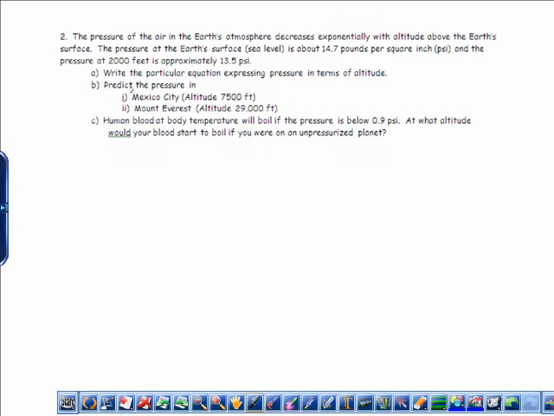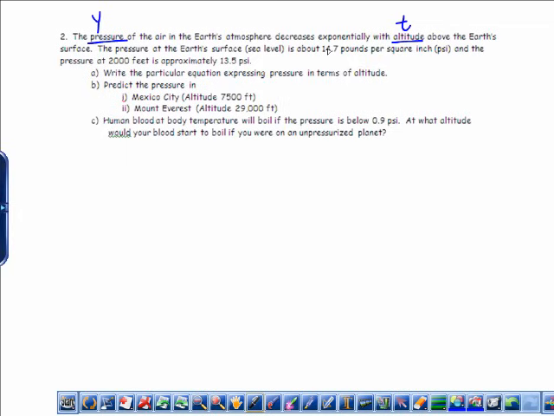Okay, so in this problem, problem number 2, we kind of have a different scenario, but we're going to solve it a very similar way. It says the pressure of the air in the Earth's atmosphere decreases exponentially with altitude above the Earth's surface. So our pressure here, that's our dependent variable. That's going to be our y variable. Our altitude is going to be like time. It's going to be the independent variable. There is no time variable in this particular problem.